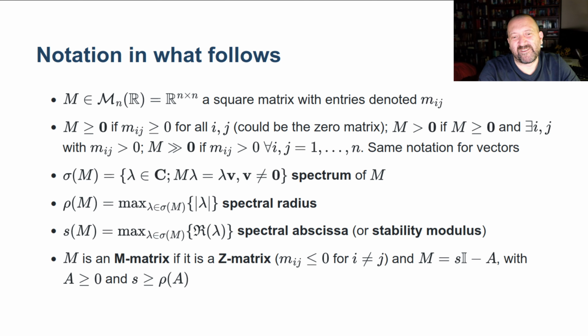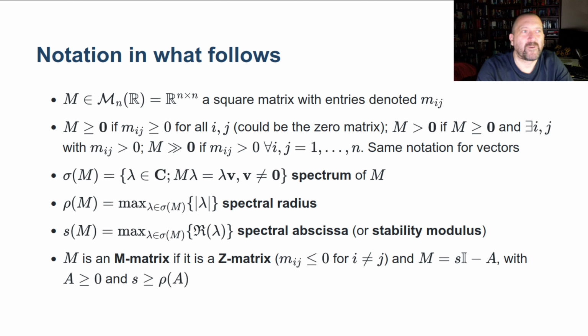If it is a Z matrix, that's a matrix that has non-positive off-diagonal terms. And also, if you can write M as S times the identity minus a matrix A, where A is a non-negative matrix, and S is larger than or equal to the spectral radius of that matrix A. Okay, so this is a definition. But you will see that M matrices come in very often in what follows.